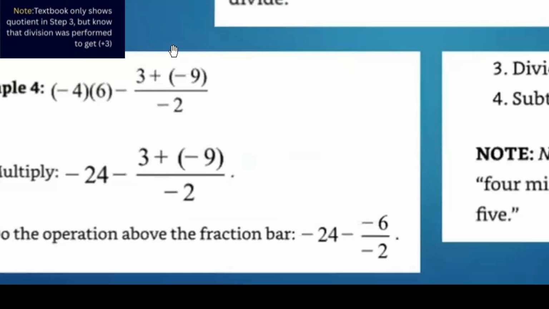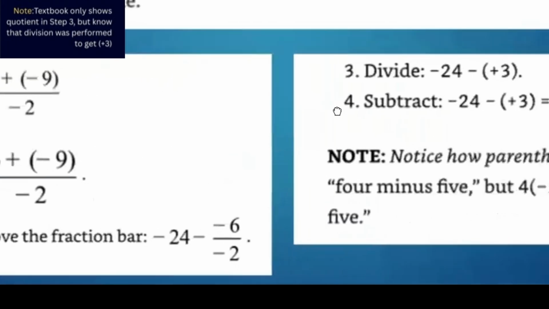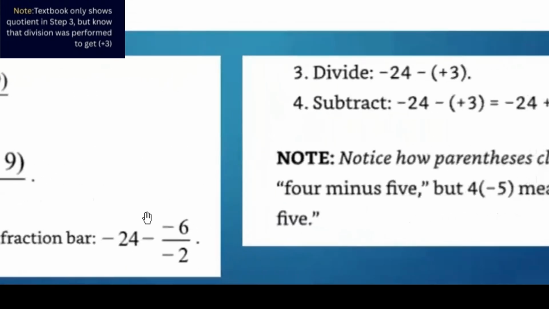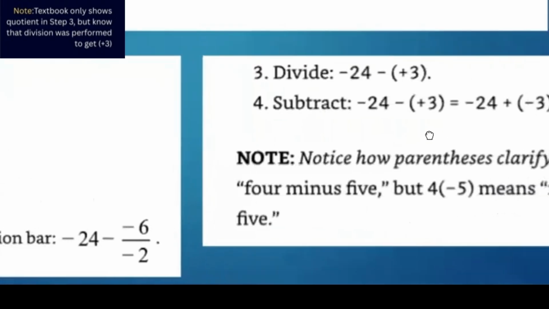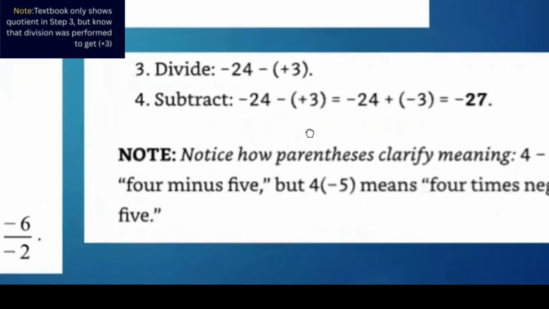This here is your fraction. So when you simplify the fraction -6 over 2, basically you're dividing 6 by 2. This is 3. Then minus that from -24. And so therefore it would be -20.